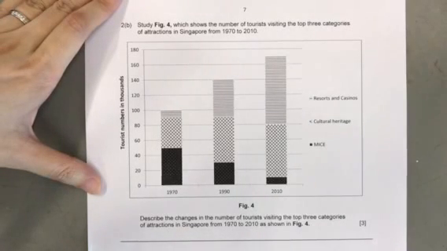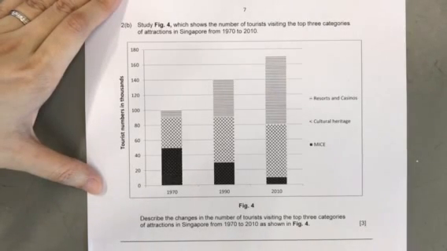Okay, let's look at question 2b. Describe the changes in the number of tourists visiting the top 3 categories of attraction in Singapore from 1970 to 2010 as shown in figure 4. And figure 4 is your compound bar graph.